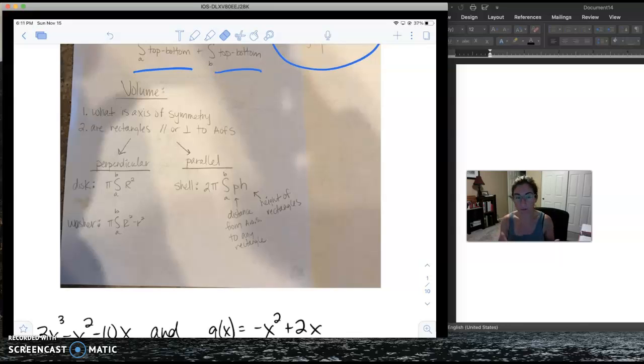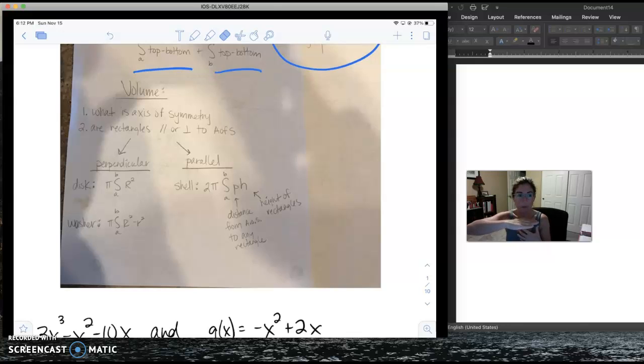So for the volume problems, you have to think more in 3D, right? Because you're going to revolve or rotate it around a certain axis of symmetry, so you're going to have this three-dimensional object. When I would teach this, I would ask the students to do a few things before we set up the problem. The first thing is to figure out where our axis of symmetry is. Is our axis of symmetry the y-axis, or is it the x-axis? We really want to figure out where that is.